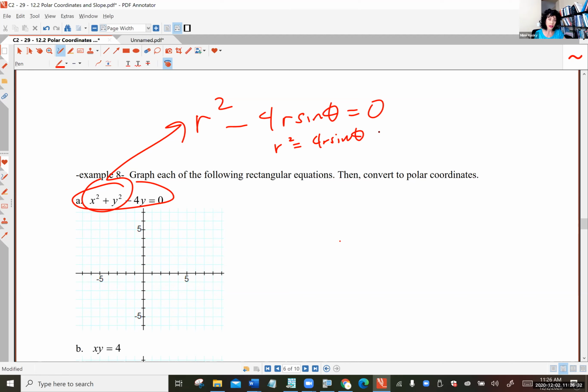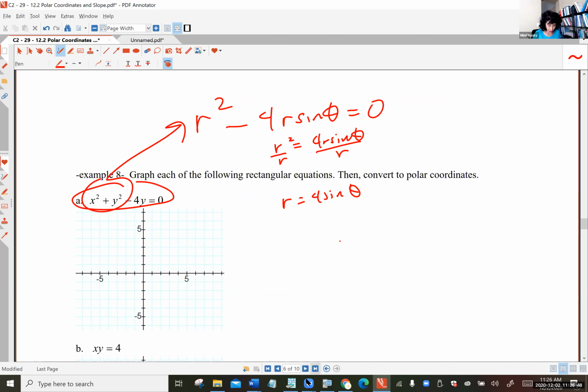Add 4r sine theta to both sides, and then do something that's typically illegal in math. Why? Dividing both sides by a variable, not good. You could be dividing by 0, but we'll assume r is not 0. And then you'll have r equals 4 sine theta.